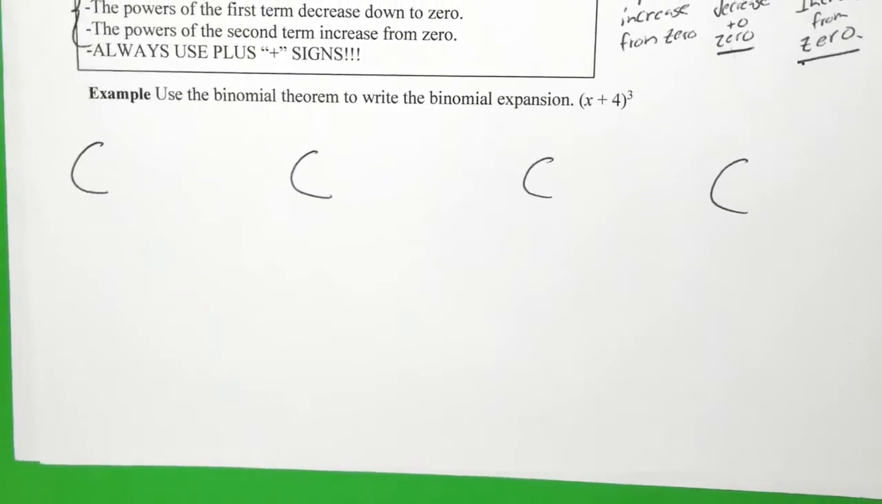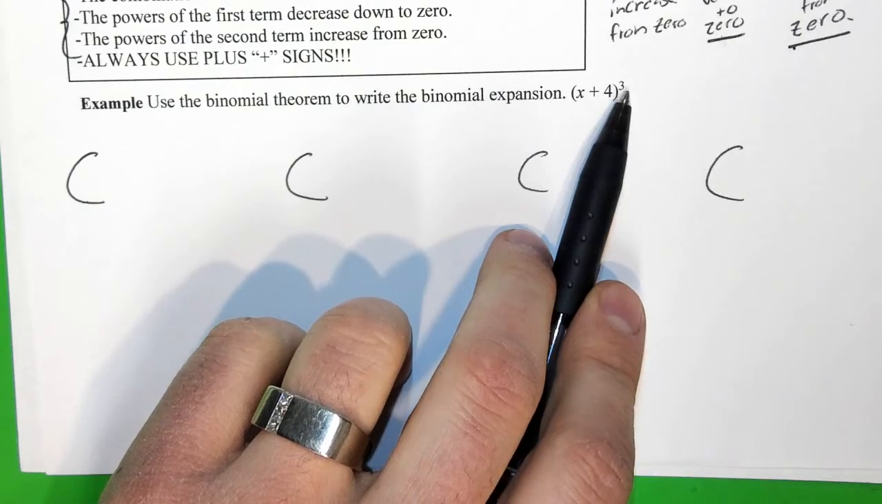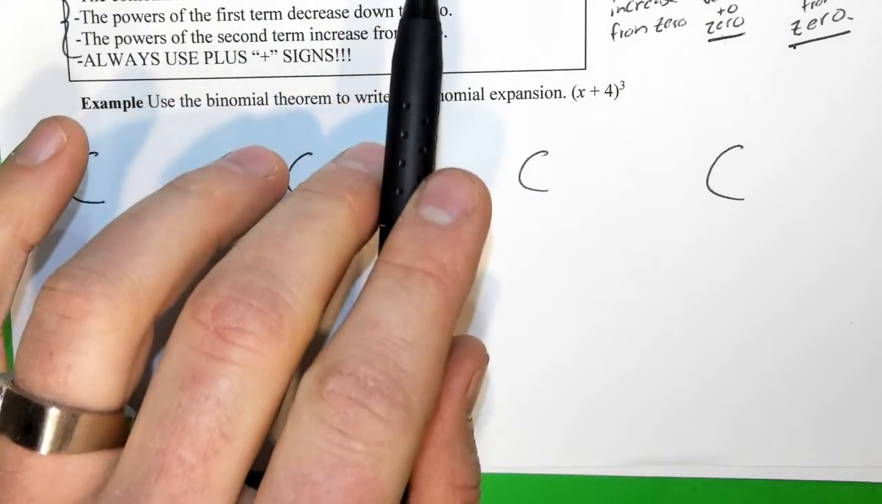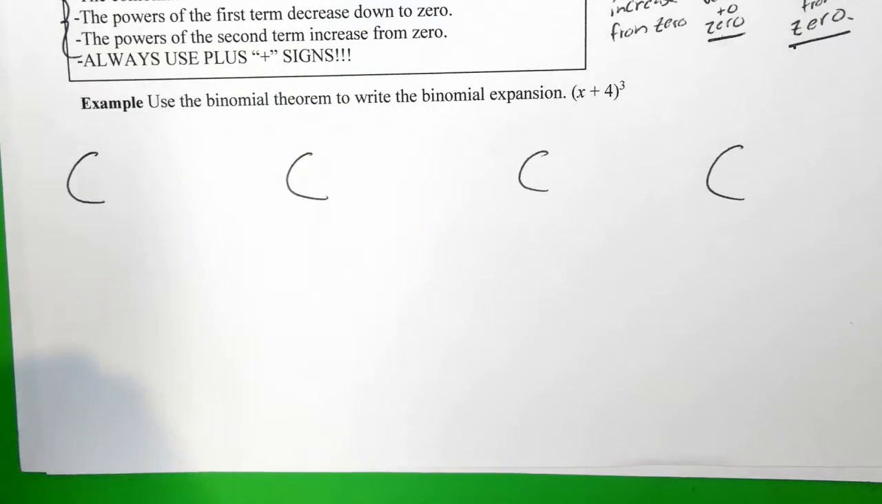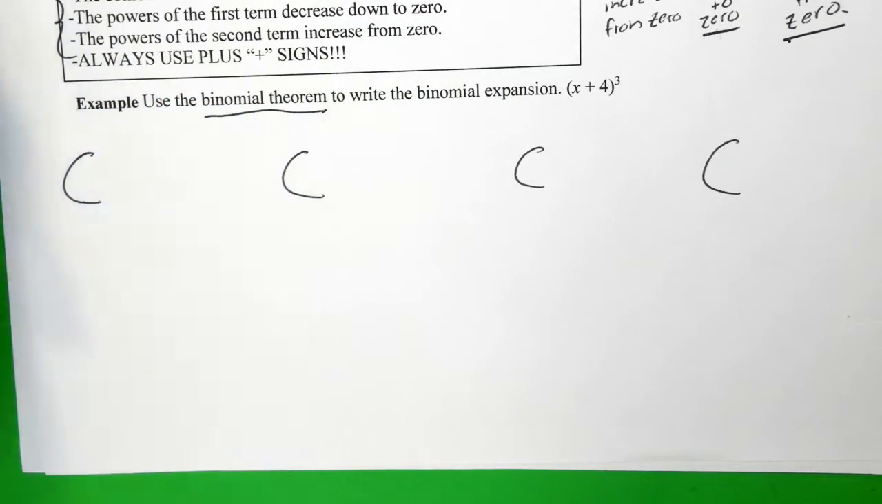Okay, let's try one out. So this one's going to be a very simple one right here. It is asking us to expand (x + 4) to the power of 3. Now, we actually already did this problem up at the top of the page, and we have a good answer for it, but I want you to try to do it using the binomial theorem, which is specifically stated in the directions right here. So let's get started.